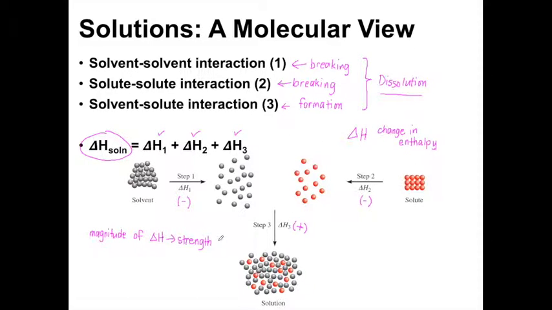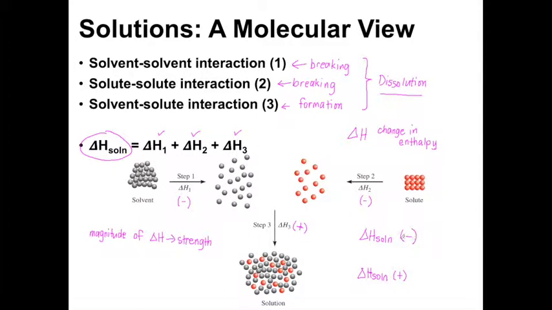So we add the three delta H quantities to get the delta H solution. Now we can actually have two results for our delta H solution. One is a delta H solution that has a negative value, and a delta H solution that has a positive value.